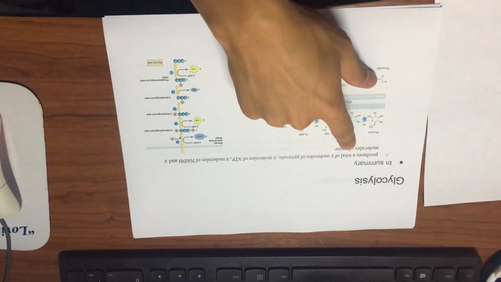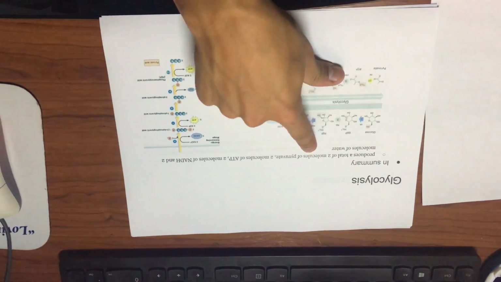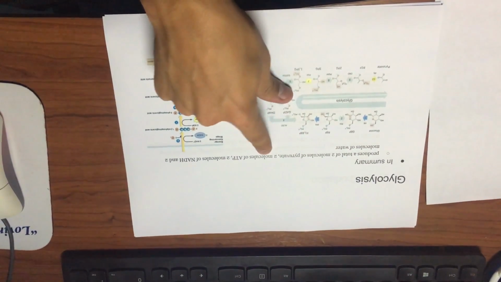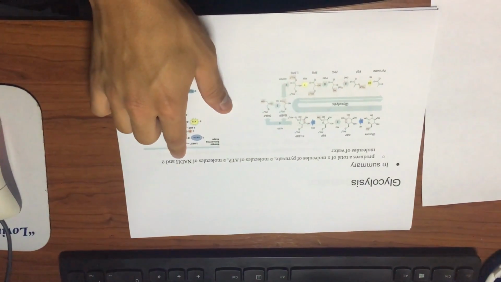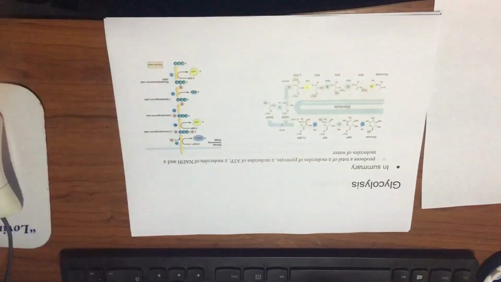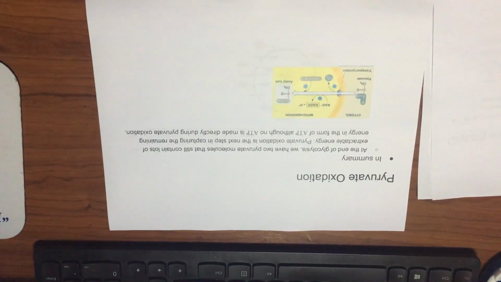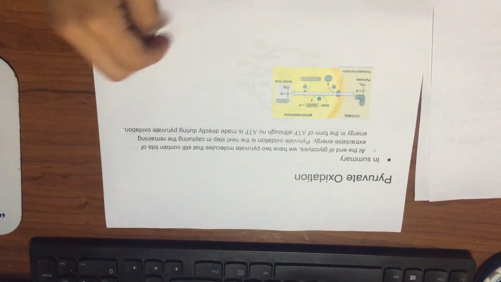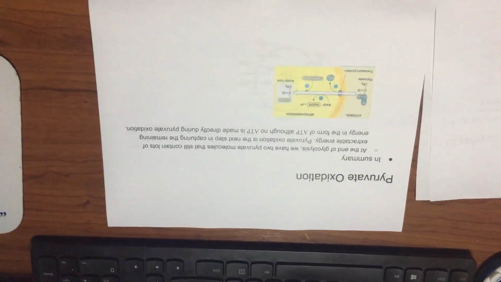So in summary, the net total of what was produced in glycolysis is 2 molecules of pyruvate, 2 molecules of ATP, 2 molecules of NADH, and 2 molecules of water. Up next is pyruvate oxidation. So pretty much, there's 3 small steps in pyruvate oxidation.